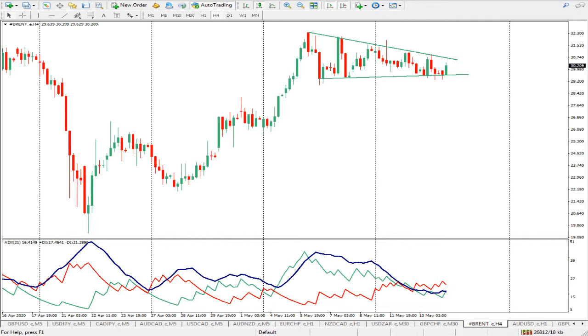If the price successfully goes above the upper trend line, that would mean we are continuing to the upper side, and if it breaks below the lower trend line, that would mean we are continuing to the lower side. So as it is, we are only waiting. Let's see what happens. If the price goes above, we look for a buy. If it goes below, we look for a sell.